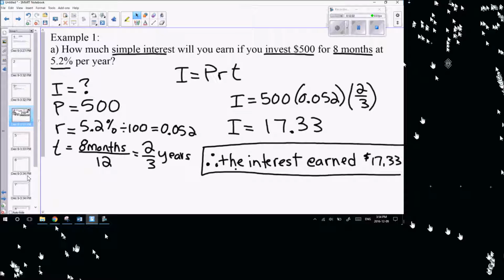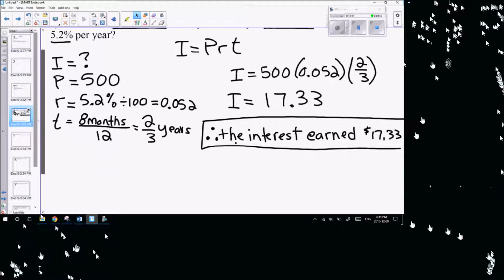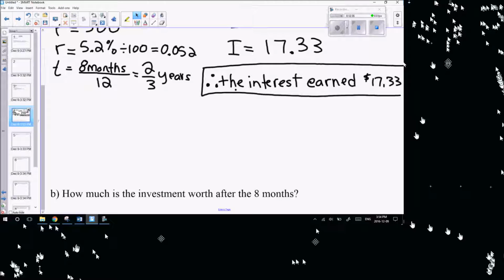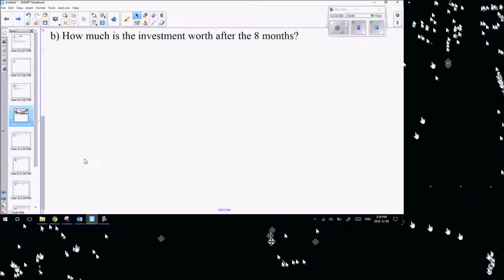Okay, let's take a look at the next one. Oh, sorry, I missed. We have part B on this one. So let's actually scroll down here. Part B asks us how much is the investment worth after 8 months.